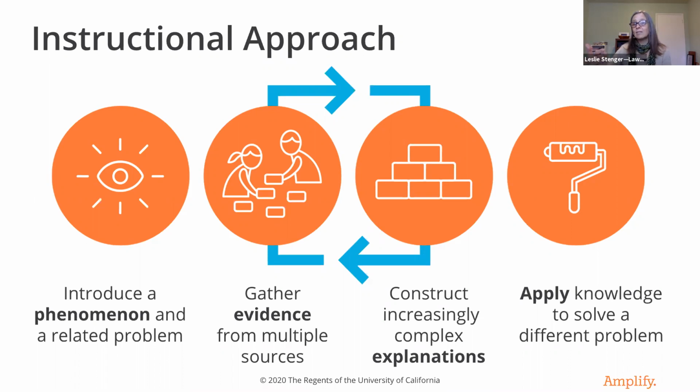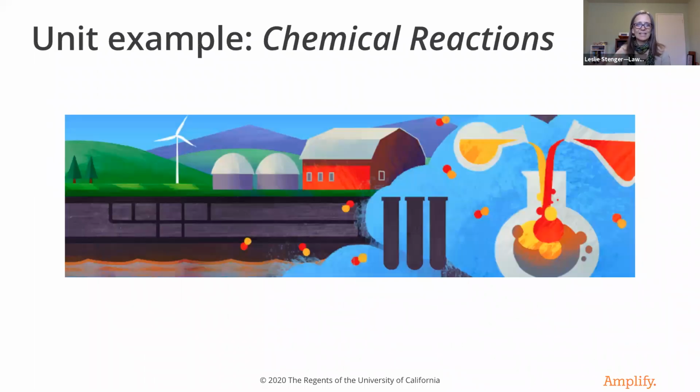And after a relatively simple explanation early in the unit, students gather enough evidence and they return to add complexity to their explanations. And then the final circle represents that at the end of the unit, students get a chance to transfer this understanding by explaining a related phenomenon. And so this general roadmap structures each Amplify Science unit. And so now we're going to zoom in and experience an example.